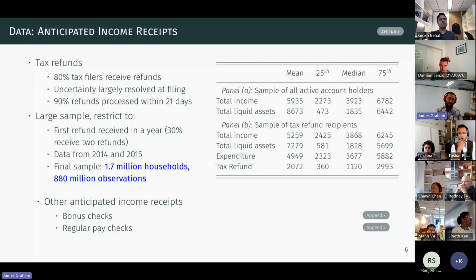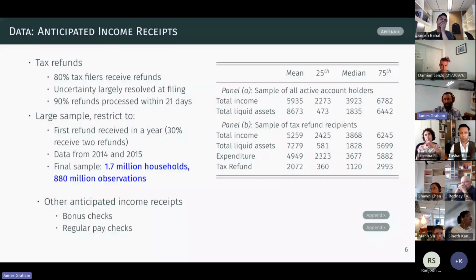Because this is a really large sample, we're going to do a couple of restrictions. First, we're only going to focus on the households who received one refund in a year. In the US, you can get refunds from your federal refund, but also from the state or the city that you live in, but that does vary across the country. So we'll only focus on the people who get one refund. It's about 70% of the population. And we're only going to take data from 2014 and 2015. It's just too large otherwise. But even with those restrictions in place, we still have 1.7 million households, and we still get almost 1 billion observations. So this is a huge amount of data regardless.